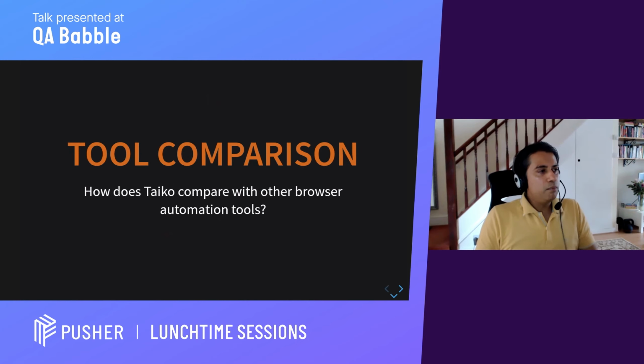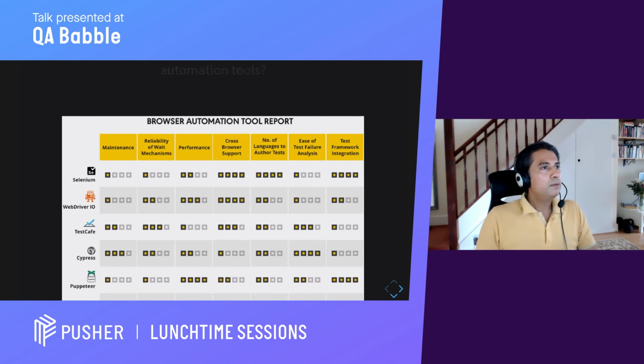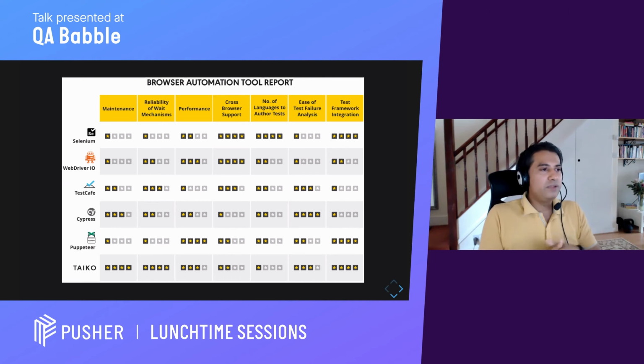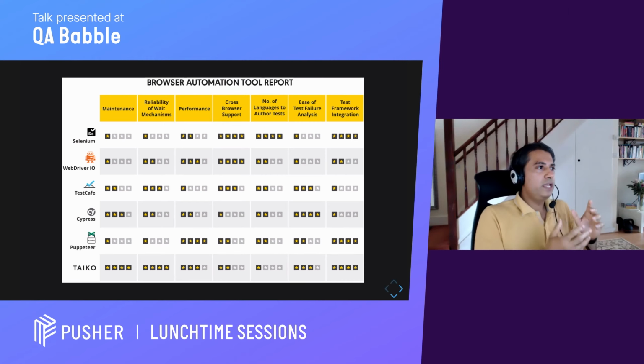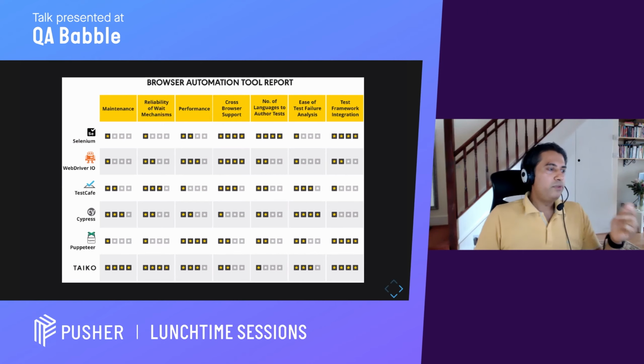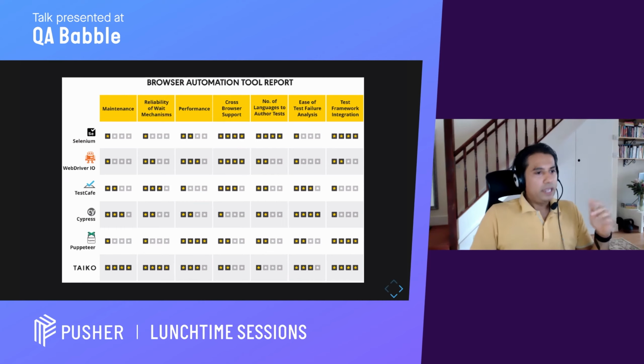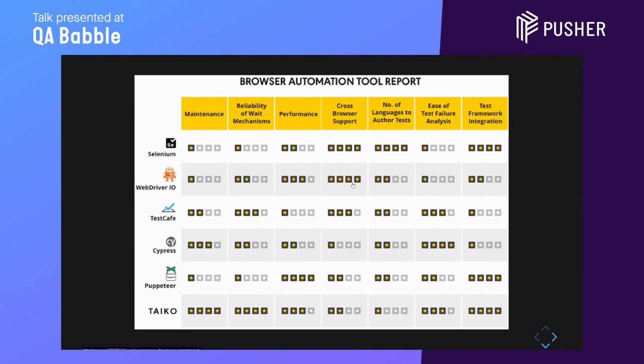Now coming to the tool comparison. How does Taiko compare with other browser automation tools? This comparison was actually done by Thoughtworks and published last year. They analyzed these tools in comparison: Selenium, WebDriver, TestCafe, Cypress, Puppeteer, and itself. And in most things it scores quite high, but Puppeteer is also quite fast. As you can see, Selenium and WebDriver score high on the cross-browser support and the number of languages, because Taiko only supports JavaScript, but the test integration framework support is also quite high. So that's quite good.